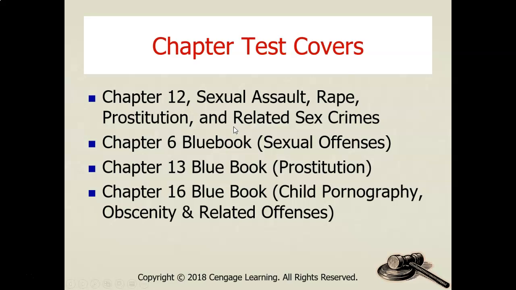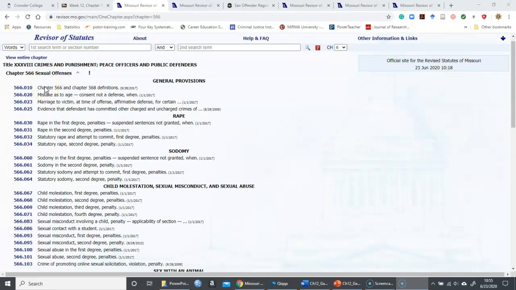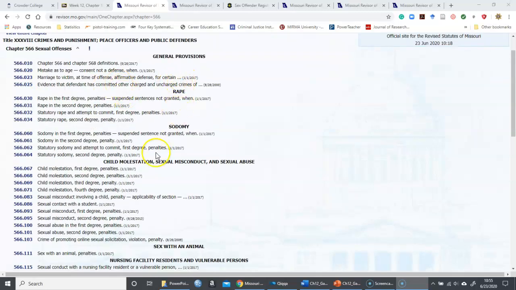Okay, that is the end of this chapter. Remember, not only will you want to read and follow our lecture, but read through Chapter 6 as far as sexual offenses, Chapter 13 as far as the Blue Book, and Chapter 16. Further, a lot of these offenses are listed in your Blue Book, but Chapter 566 is your sexual offenses as far as rape, sodomy, child molestation.